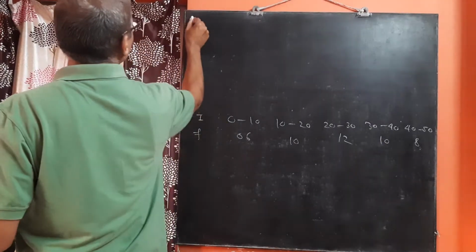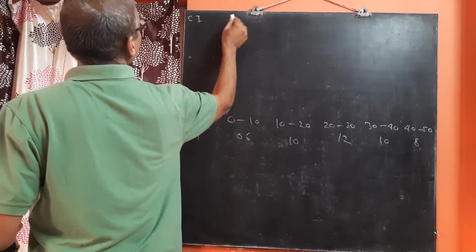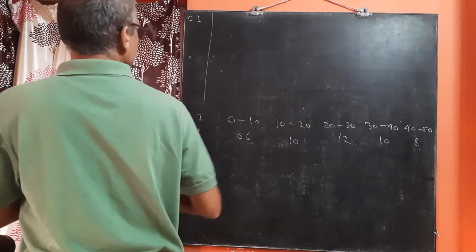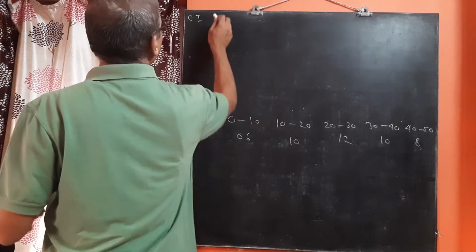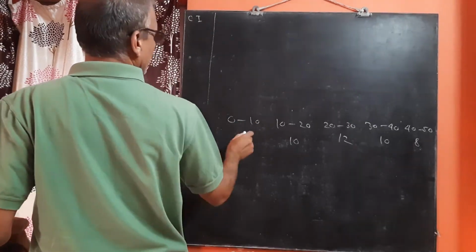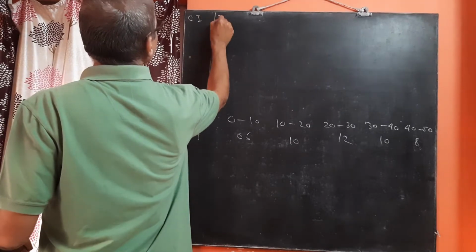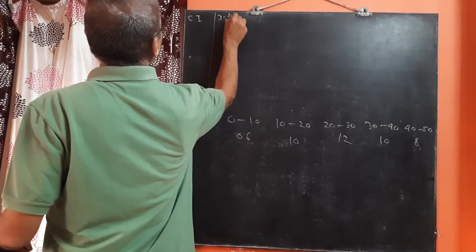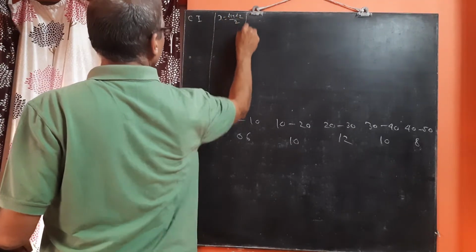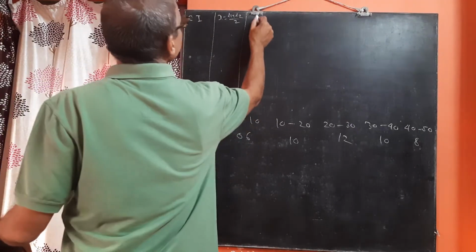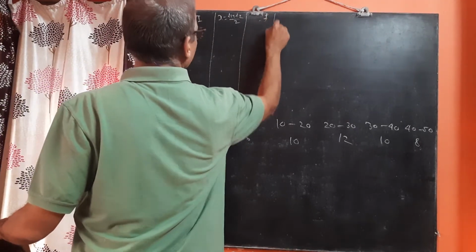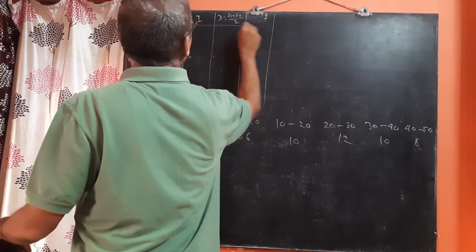So first comes the class interval. Then the second is x. X equals L1 plus L2 divided by 2. The third column is frequency, that is f. We write the class interval.